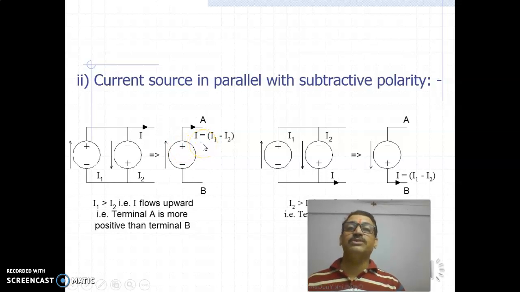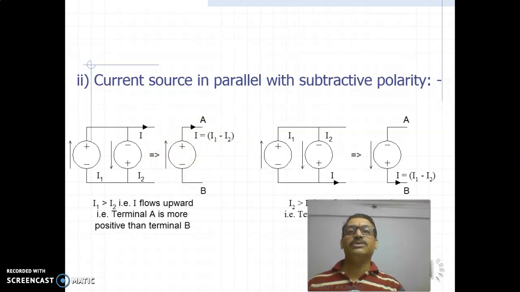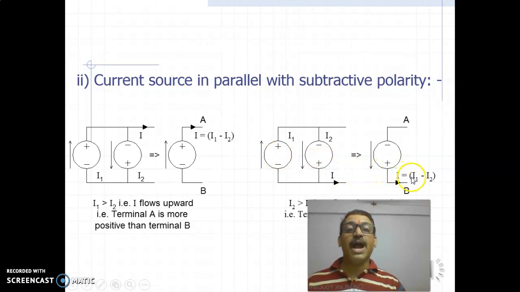Like the voltage sources, subtractive polarity. When V1 is greater than V2, V1 is higher, V2 is lower, so V1 minus V2, right? Similarly here also, I is equal to I1 minus I2. Now if I consider the same situation, same logic for the other case, if I2 is greater than I1, what do you get? You get I is equal to I2 minus I1. Yes, you have to correct this equation. I2 minus I1. Okay. Now let us talk about the sign convention.